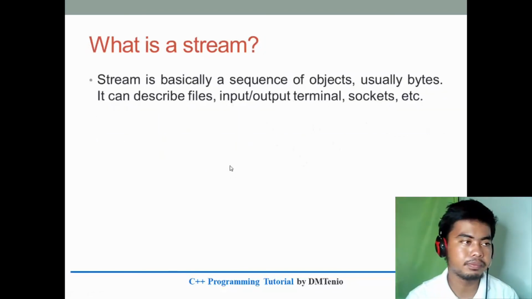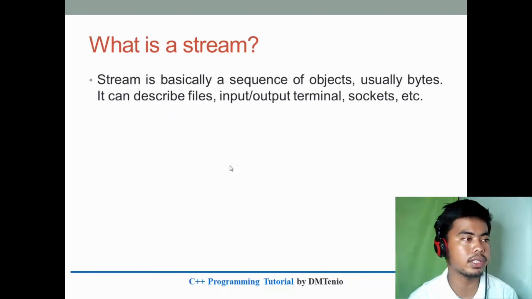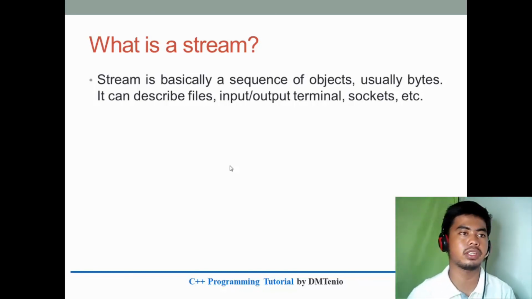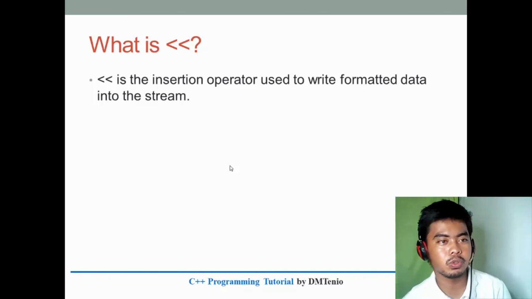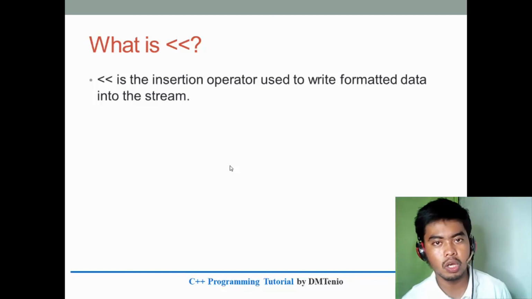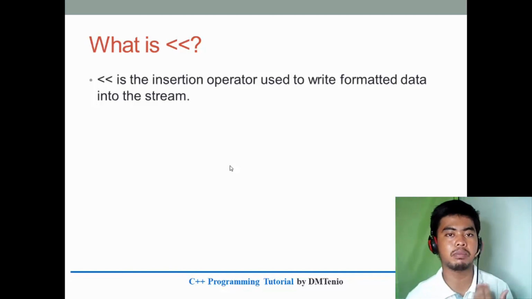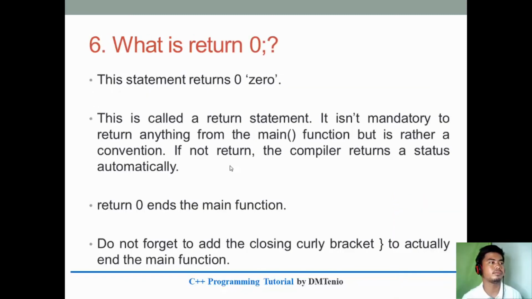So, what is a stream? A stream is basically a sequence of objects, usually bytes, and it can describe files, input, output, terminals, sockets, and so on. So, what is the less-than operator? Again, it is our insertion operator, used to write formatted data into a stream. Again, with cin, or console input, compared to console output, or cout, our operator is reversed, facing cin when we enter data into the console.